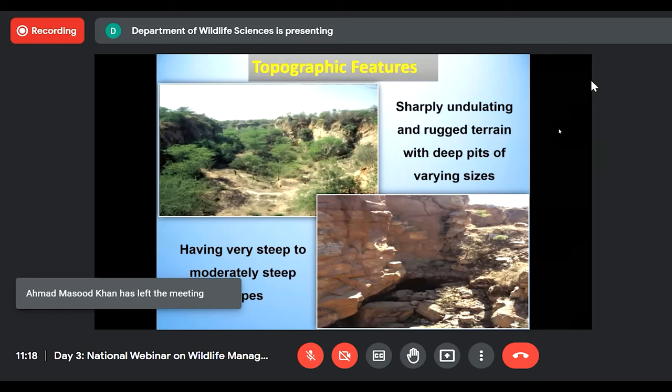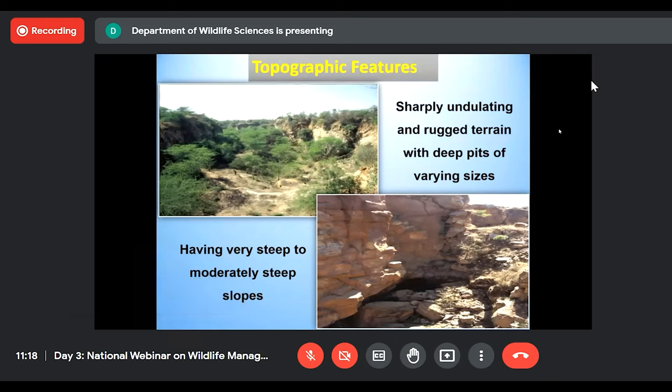The topographic feature is sharply undulating and rugged terrain with deep pits of varying sizes and very steep to moderately deep slopes. This is the mining effect, and this area between Basant Vihar and Basant Kunj is very prominent. The mining was done long back, and it was just lying as it is, with the government having some development activities to turn it into a concrete jungle.